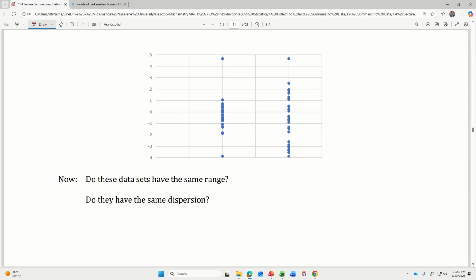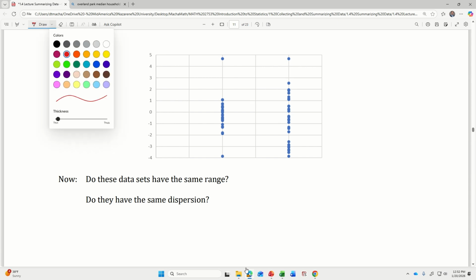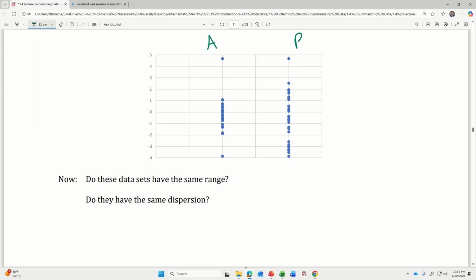Okay, new question. Caitlin. This is A, this is B. Does A have a larger range than B? No? Do they have the same range? They have the same maximum and minimum. Yes, they have the same max and min, right? So they have the same range.